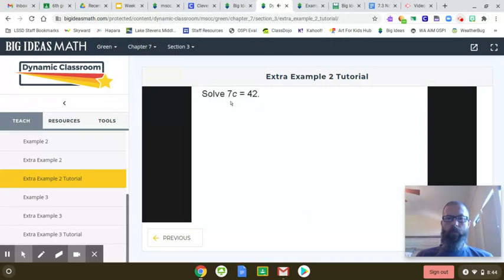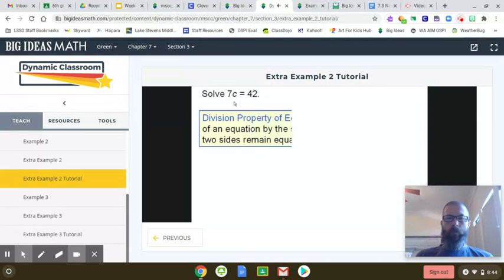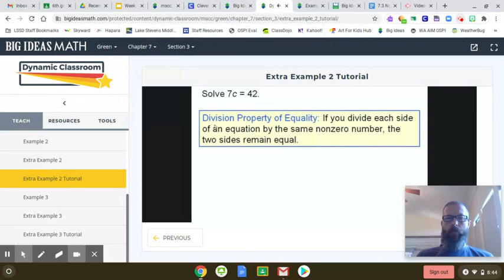When we have equations using multiplication, we can use the division property of equality to help us solve. The division property of equality states that if you divide each side of an equation by the same non-zero number, the two sides remain equal. So let's apply this property to our equation.